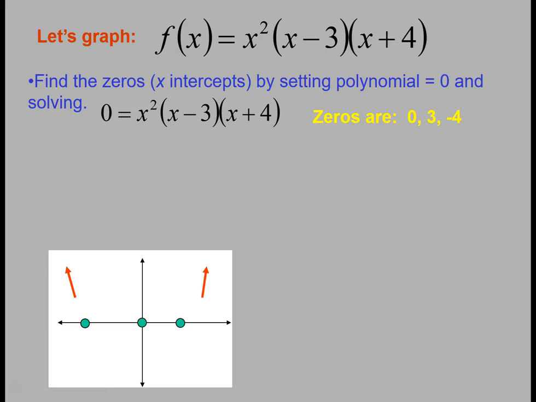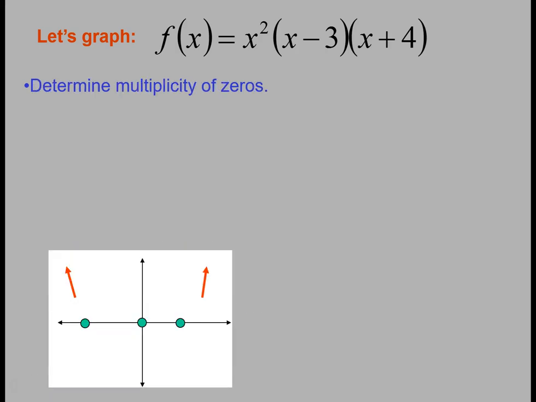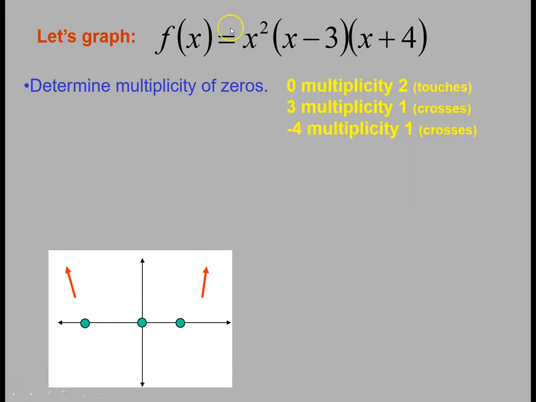Now notice that I have a degree 4 polynomial, but only 3 zeros. So that means one of them must be a repeated 0. So we're determining the multiplicity of zeros. Notice that since this is an x squared, that means that we could think of this as x minus 0 squared, that 0 actually occurs as a 0 twice. So the graph is only going to touch there. It's going to cross at 3 and at negative 4.